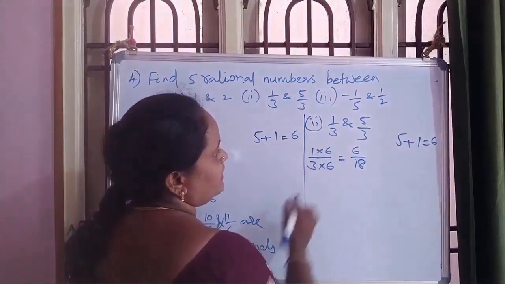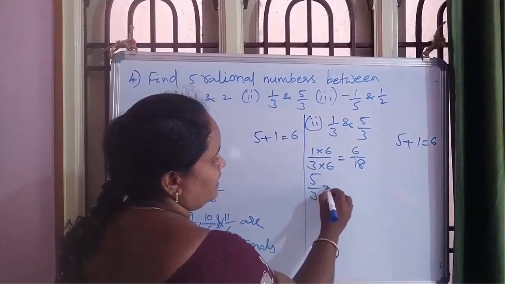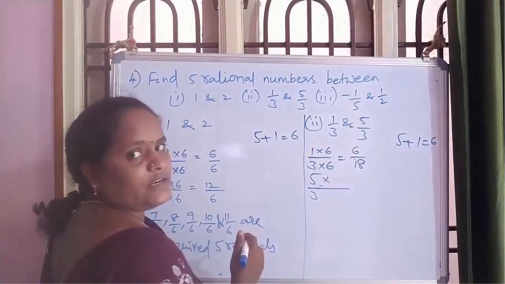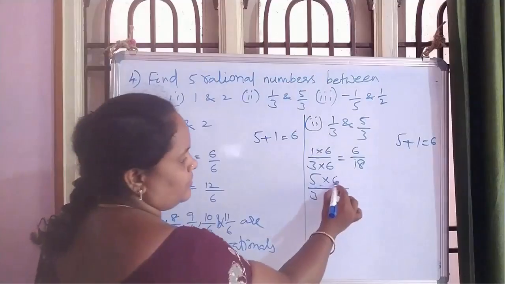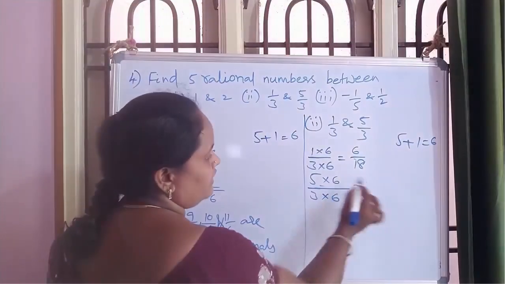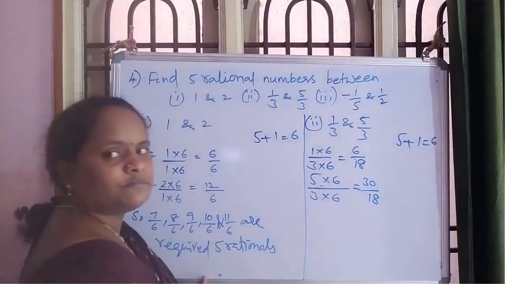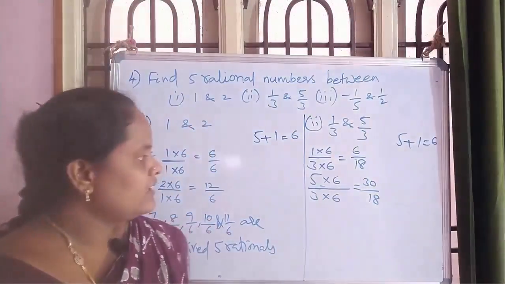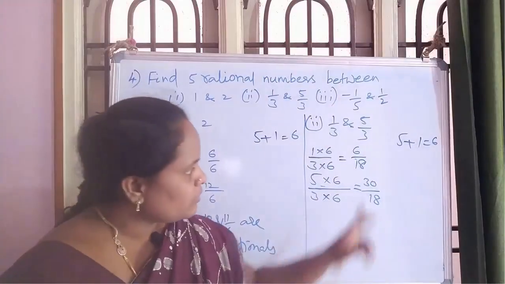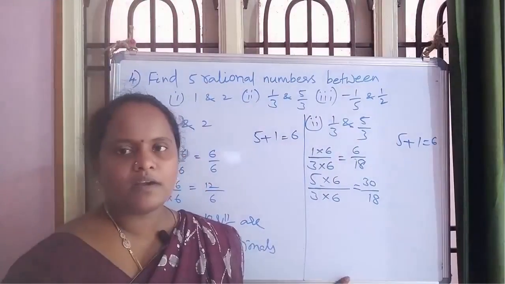In the similar way, 5 by 3 can be written by multiplying with 6 in the numerator and in the denominator. What will I get? 5 6s are 30, 3 6s are 18. Now see, both of them are having the same denominator, 18.